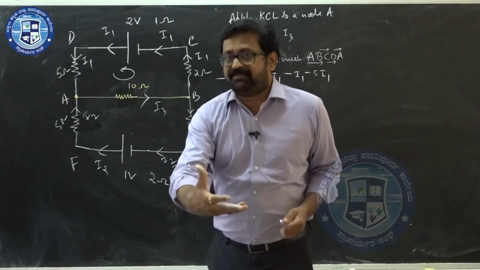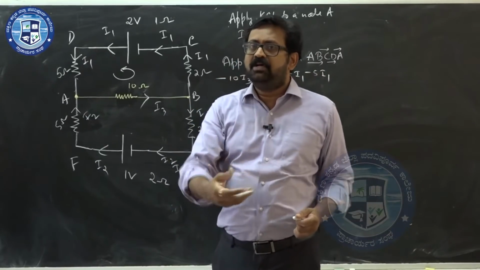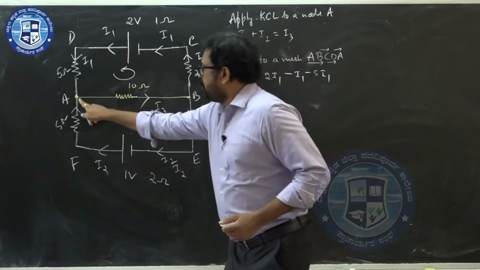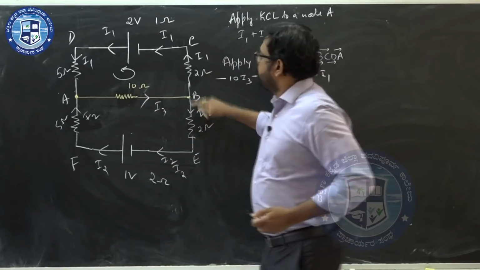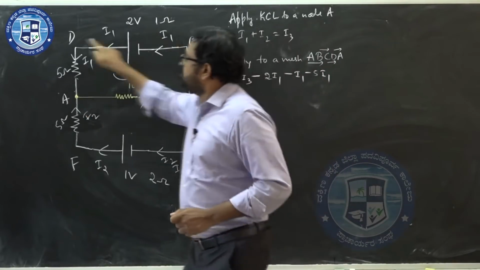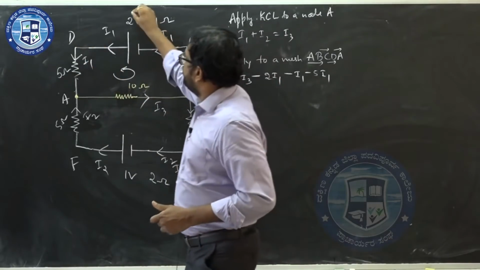Then we have to take up EMFs. We follow the same procedure. We will take up EMF. Again move from A to B. Do you have any cell? No. B to C? No cell. C to D? There is a cell of EMF 2 volt.